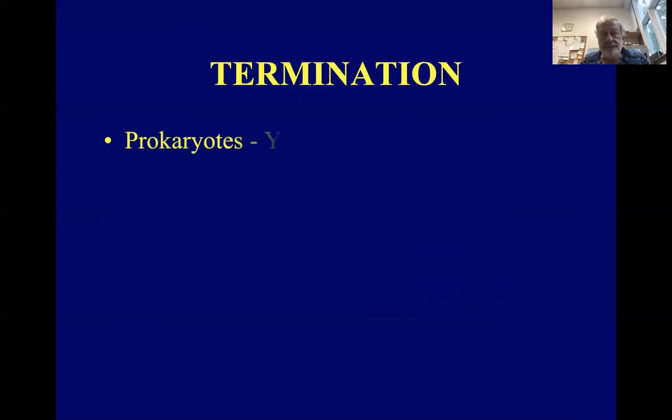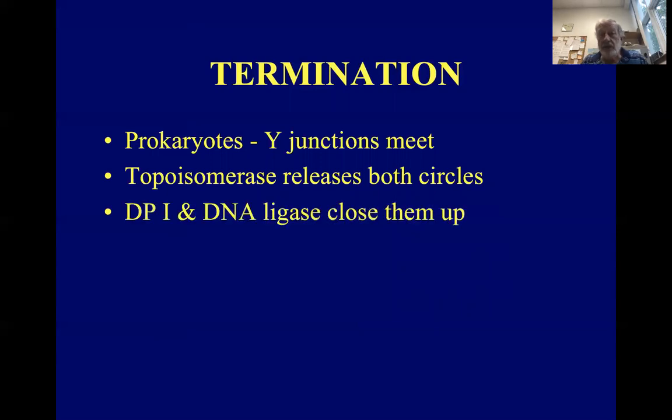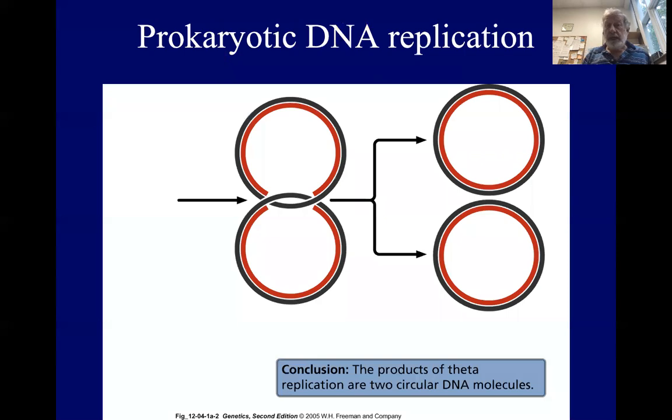Now, termination. When the Y junctions meet, an enzyme called topoisomerase releases both circles. DNA polymerase 1 and DNA ligase close the circles up, and now we've got 2 new DNA molecules. So here the new strand is in red and the old one is in black. On the left there, it's just about to be terminated, and at the right, it has become terminated. DNA replication is over.